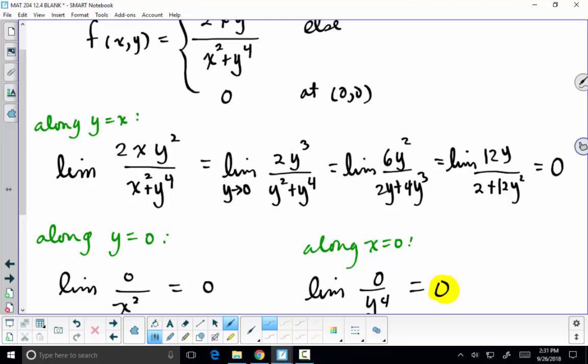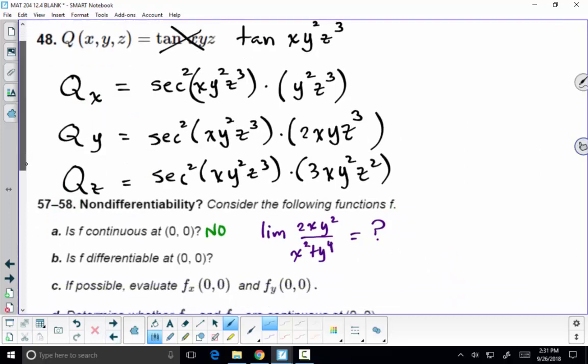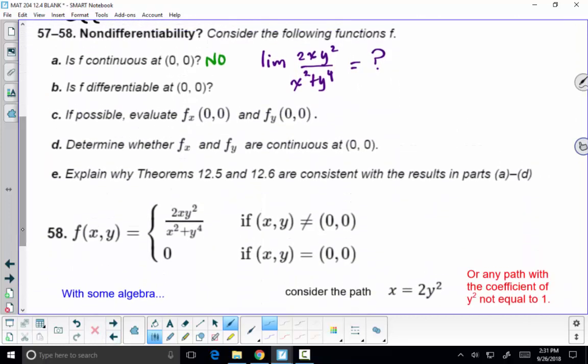How would we recognize to keep testing if we've already gotten 3 limits? On a test, I will tell you, show that this limit does not exist. I won't make you guess whether it exists or not, because that's just too crazy to try to figure out sometimes. Okay, so is it continuous at the origin? No. If it's not continuous, it's not differentiable.